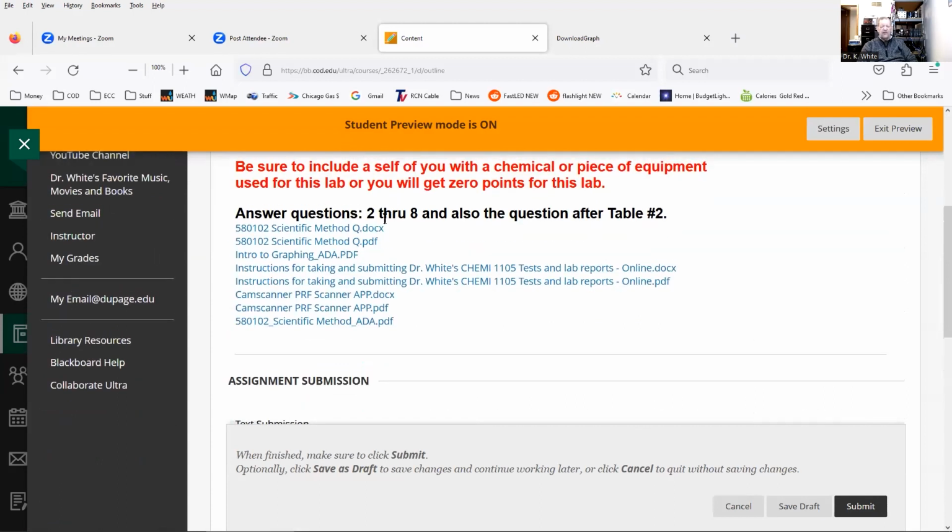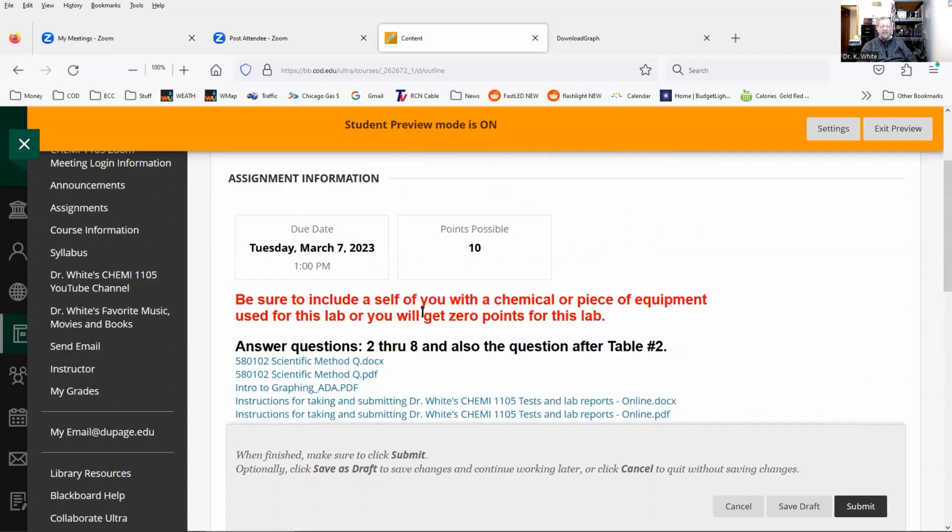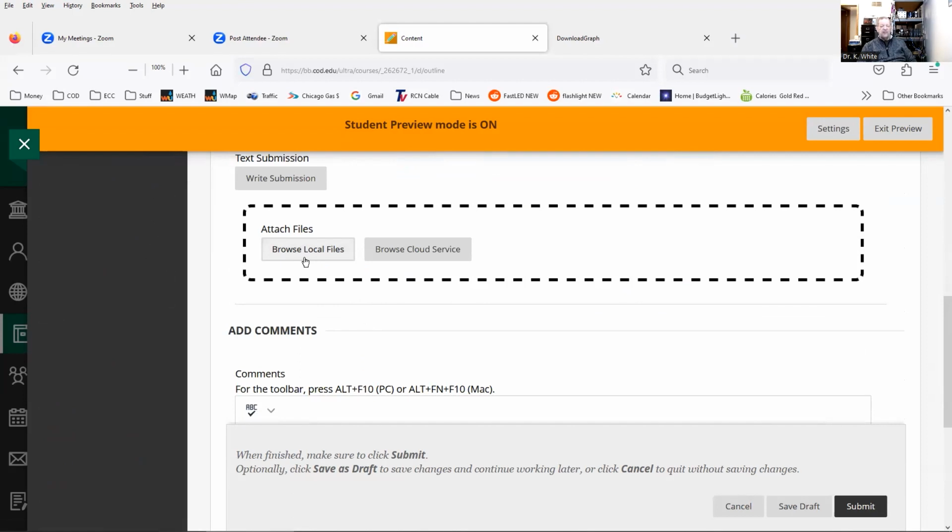Don't forget, you should also upload a selfie of you with a piece of equipment, one of the packages of Alka-Seltzer, a plastic cup, or your thermometer. And so you'll upload 2 files: one, your lab report as a PDF file, and 2, your selfie, and then hit submit.